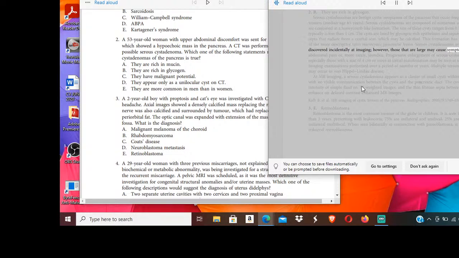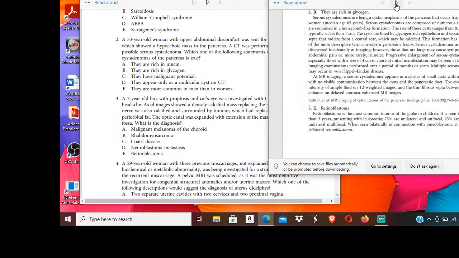However, those that are large may cause symptoms such as abdominal pain or, more rarely, jaundice. Progressive enlargement of serous cystadenomas, especially those with a size of 4 centimeters or more at initial manifestation, may be seen at serial follow-up imaging examinations performed over a period of months or years. Multiple serous cystadenomas may occur in von Hippel-Lindau disease. At MR imaging, a serous cystadenoma appears as a cluster of small cysts within the pancreas, with no visible communication between the cysts and the pancreatic duct. The cysts show signal intensity of simple fluid on T2-weighted images, and the thin fibrous septa between them enhance on delayed contrast-enhanced MR images. Cai B et al. MR imaging of cystic lesions of the pancreas. Radiographics. 2009;29.